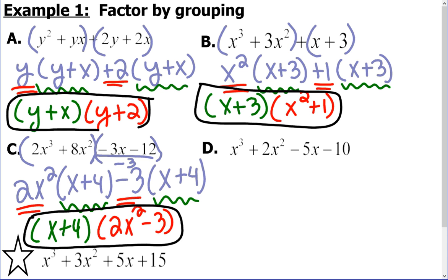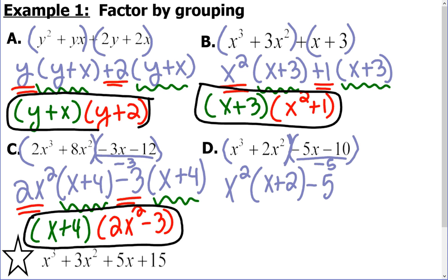Okay. All right, group the first two together, group the second two together, and you'll notice that the third term is a negative 5x, which means we're going to have to pull out a negative GCF from that group. So my GCF in the first group is x squared, so we're left with x plus 2. And then again, my third term is a negative 5, which means I have to pull out a negative GCF. My GCF here is negative 5. So let's pull out the negative 5. Make sure you write minus 5.